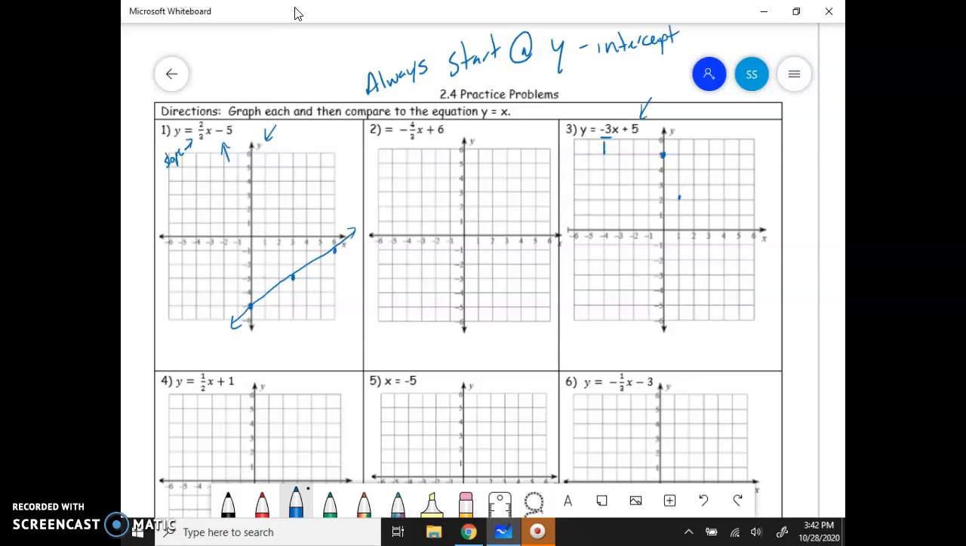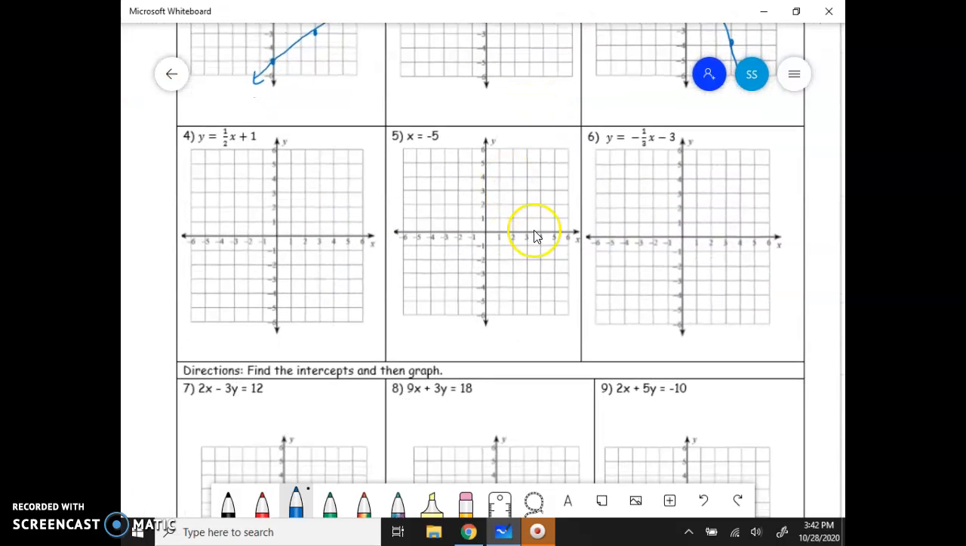Down 1, 2, 3 over 1. Down 1, 2, 3 over 1. There's your line. There we go. You guys can do the next couple.